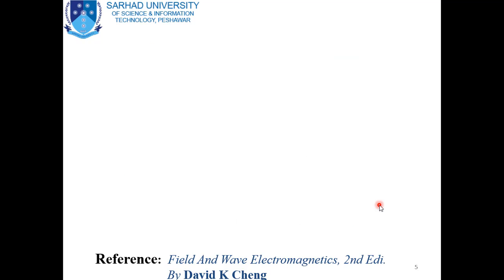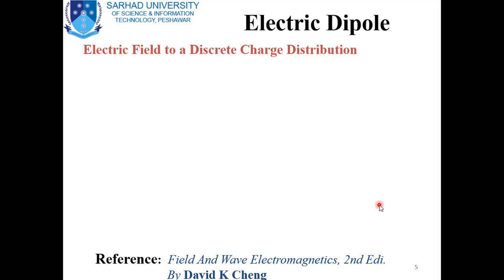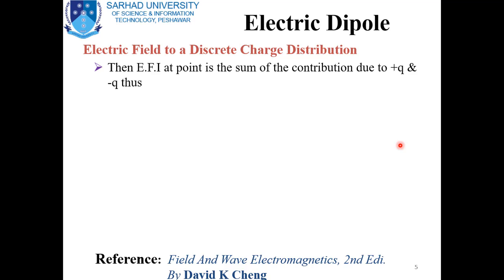So in order to obtain the electric field intensity due to a dipole, we need a test charge, and we will have to place it at a point where the electric field is to be calculated. So the electric field intensity at that point is the sum of the contributions due to plus Q and minus Q, and can be written as E, which represents the total electric field intensity, is equal to E plus plus E minus.